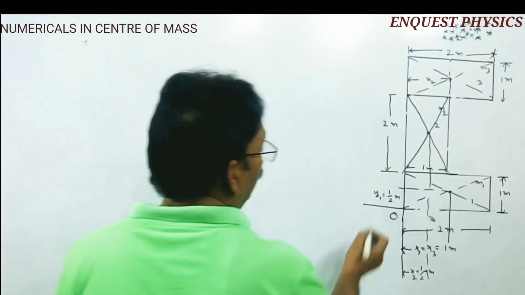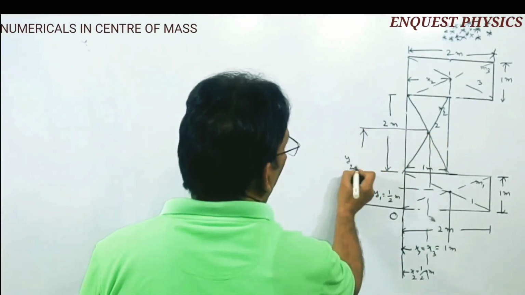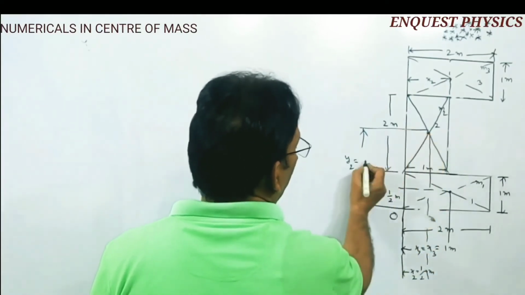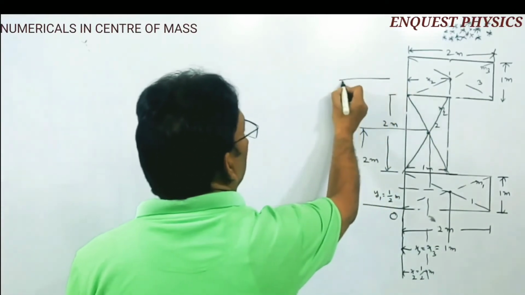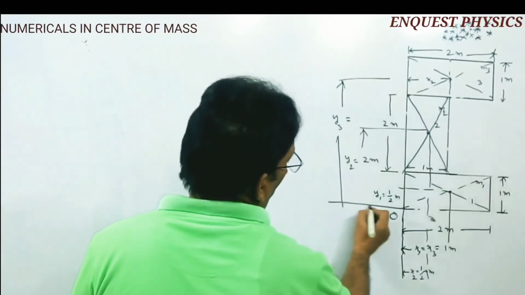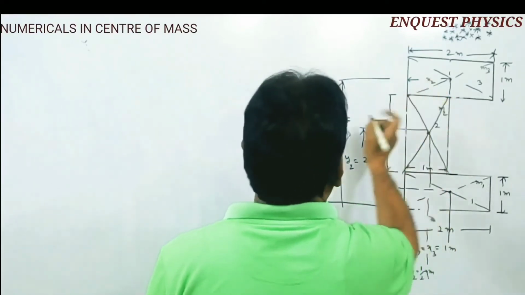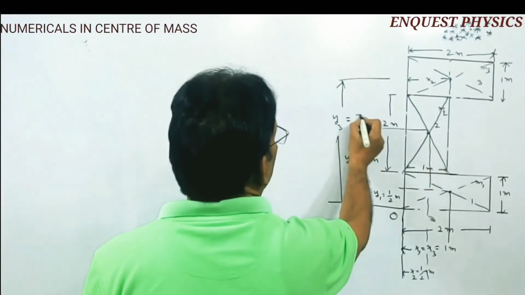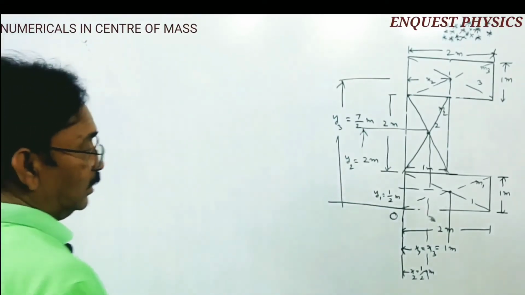Okay, students, then we have to go with the y2. y2 is equal to 1 plus 1, 2 meter. And similarly we need to find the y3. Okay, students, it is 1 plus 2, 3 and half. 3 and half means what? 7 by 2 meter. And we have to find out the masses.